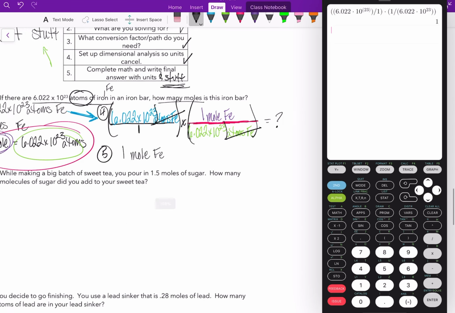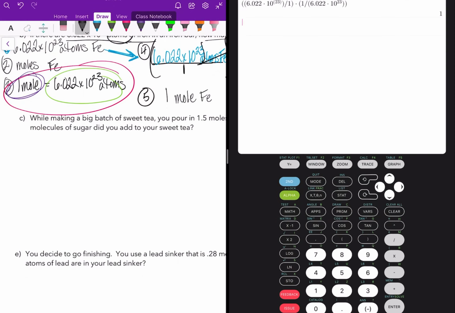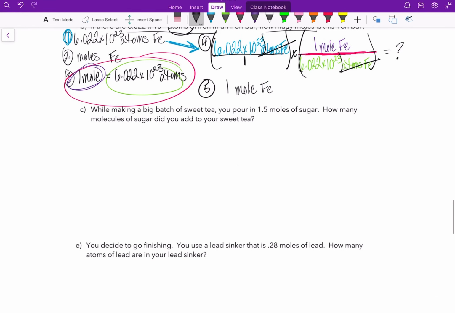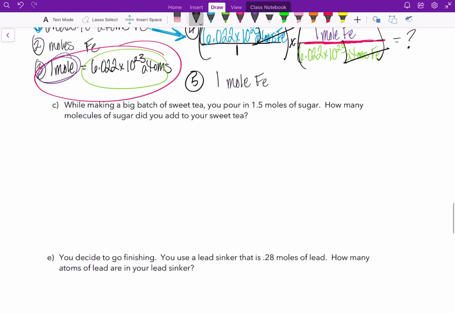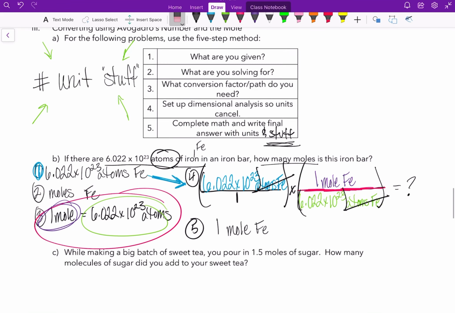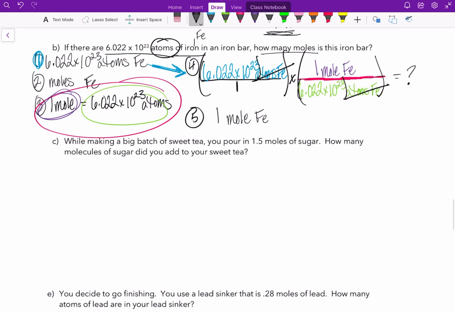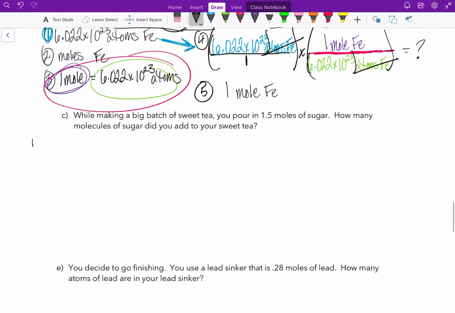You will get faster as we go through these, but let's go ahead and talk about C. I'm going to move the calculator for just a moment. We're going to use our same 5-step method, just like we did before, to solve it. So our first thing says, what are you given? And then we're going to figure out what we're solving for in number 2. So number 1, what are we given? While making a big batch of sweet tea, you pour 1.5 moles of sugar. So this is our given, 1.5 moles sugar.